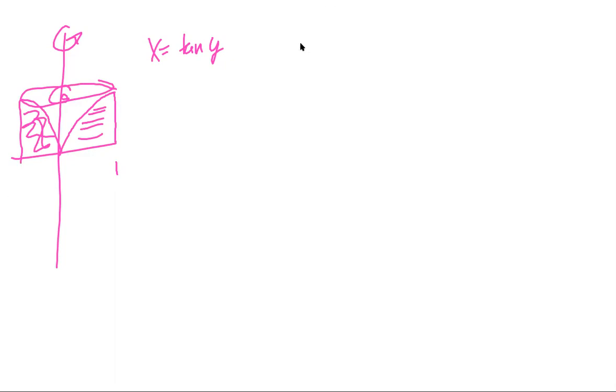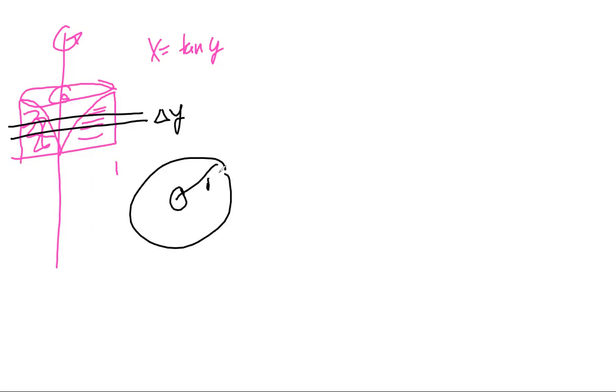So if we take a typical cross section, that's a little delta y. We have a big R and we have a little r. Well, the big R is this distance right there. That distance doesn't change. So our big R here, R equals 1. Our little r is an x. So little r equals x. But because we have a delta y, x equals tangent of y. So this is kind of our setup.